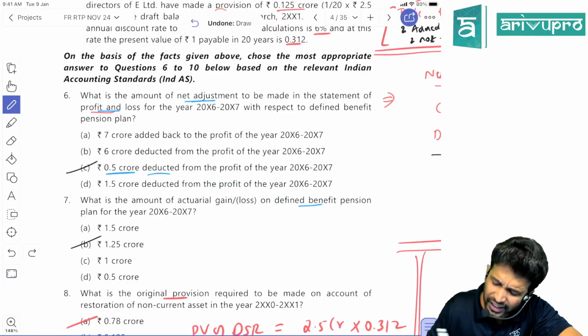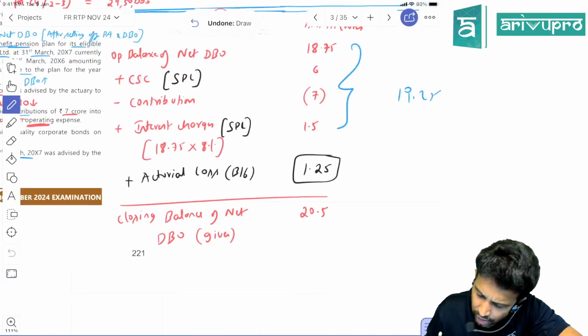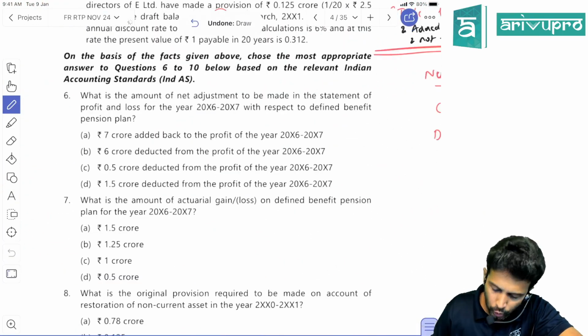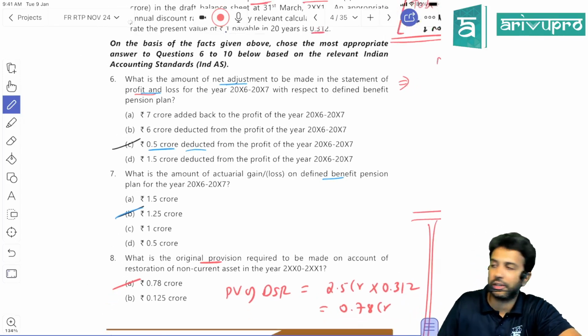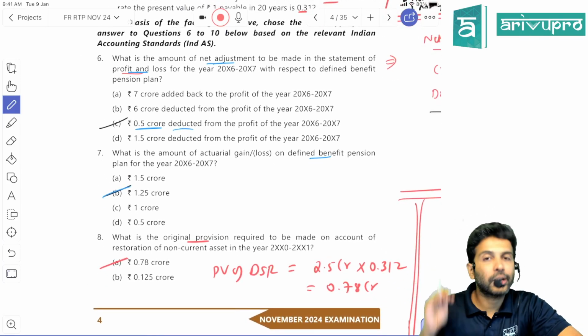Then they've asked actuarial gain or loss. That we already calculated. The actuarial gain or loss we got as a balancing figure of 1.25 crores. So select that as the right option here. Okay, sir. That's all with respect to this particular case.